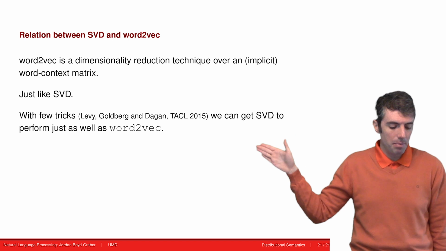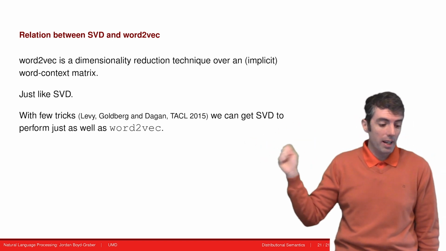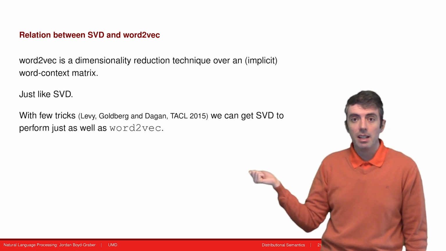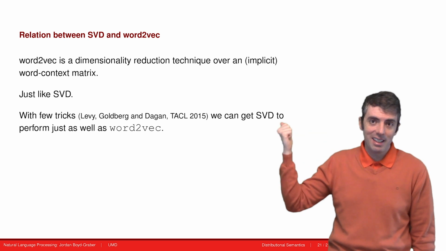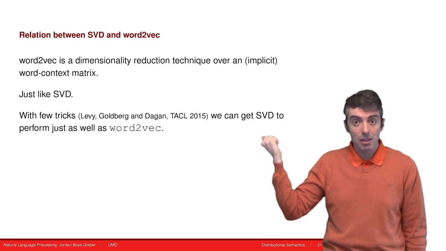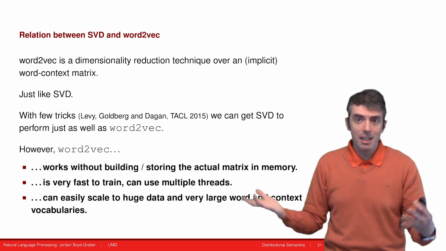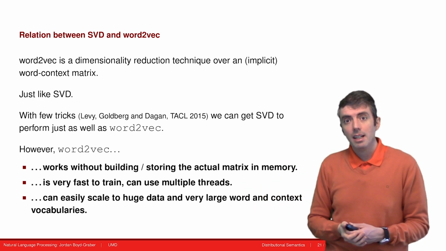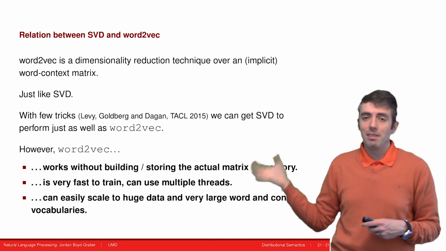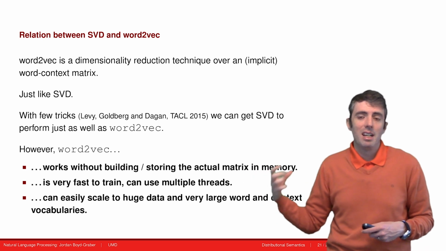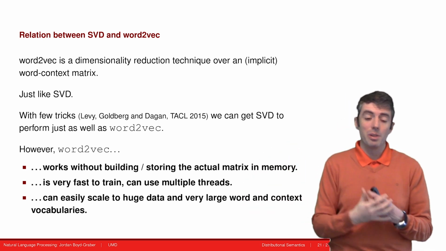There's a follow-on paper by Levy, Goldberg, and Dagan that shows that you can get SVD to work as well as Word2Vec with a couple of tricks, i.e., using negative sampling and things like that in the context of SVD to transform your probability assumptions. If that's the case, why are we using Word2Vec? SVD is really expensive computationally. You have to do these giant matrix operations. It's very inefficient. You need giant computers, but Word2Vec can run on your laptop.